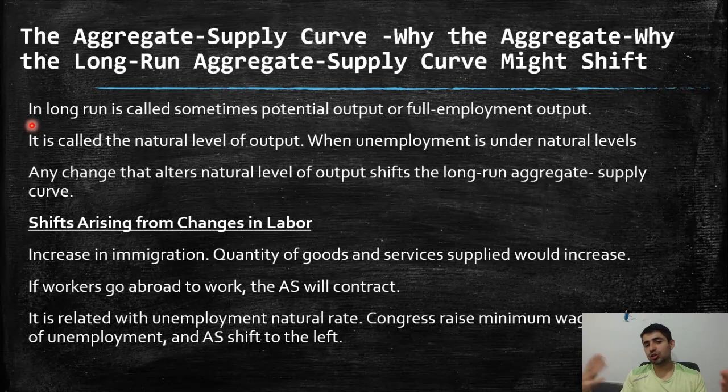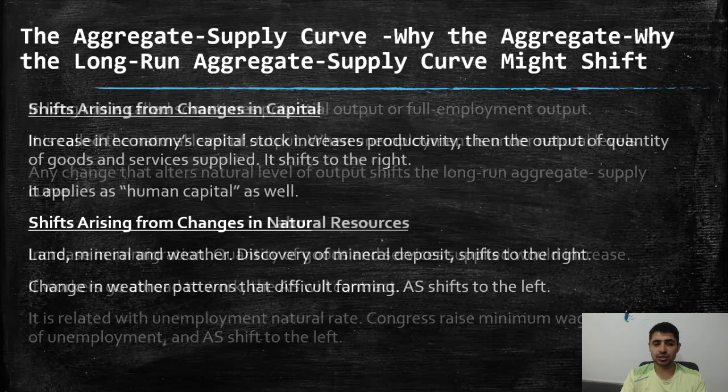If workers go abroad to work, as is happening, for example, in Mexico and in my country, Colombia, then the aggregate supply will contract. It is also related to the natural rate of unemployment. For example, if Congress raises the minimum wage, unemployment increases, so the aggregate supply shifts to the left.